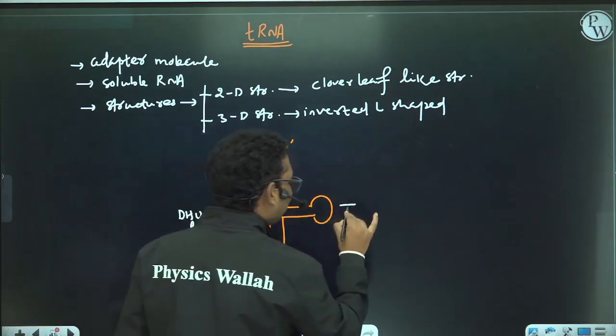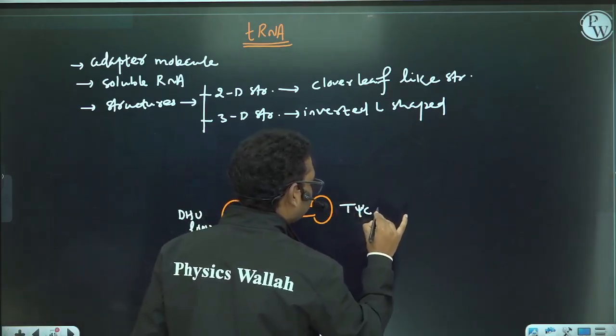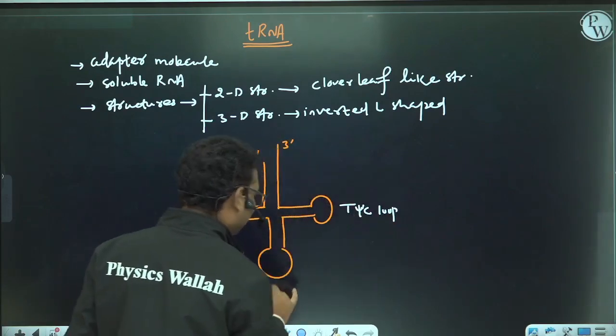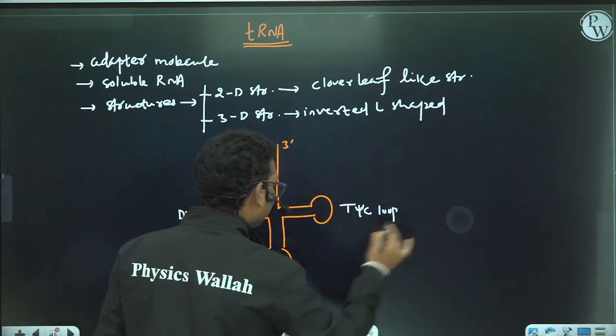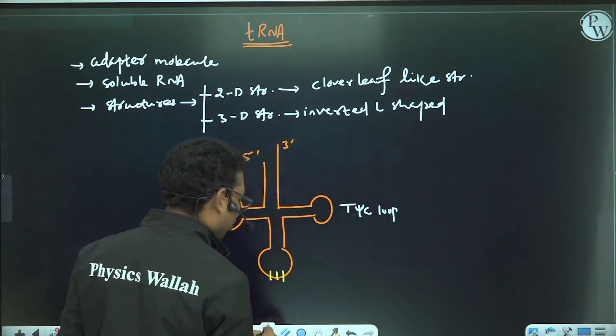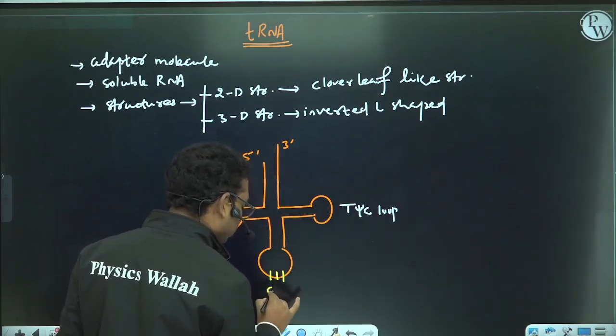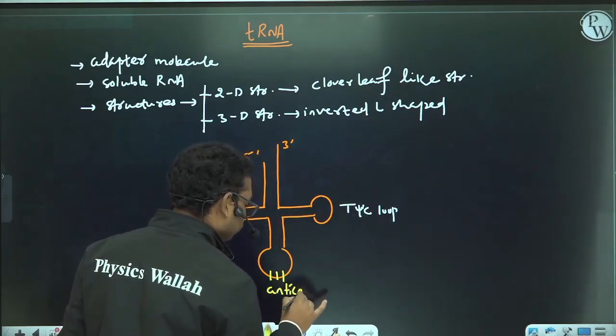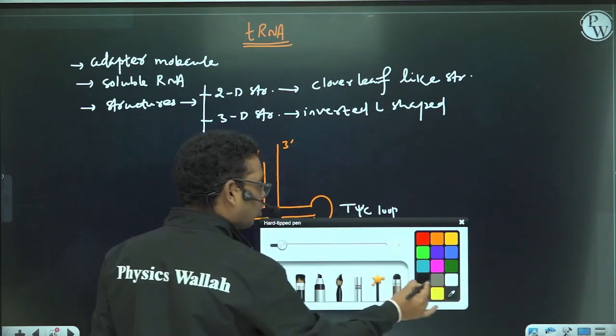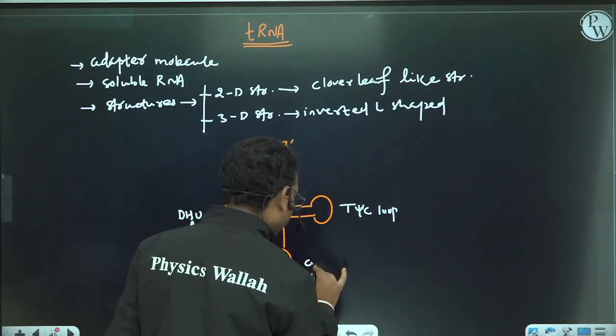This is called the TΨC loop. And this is called the anticodon loop. And here the three nucleotides which are present are called the anticodon. This is called the anticodon. Okay, and this loop is called the anticodon loop.